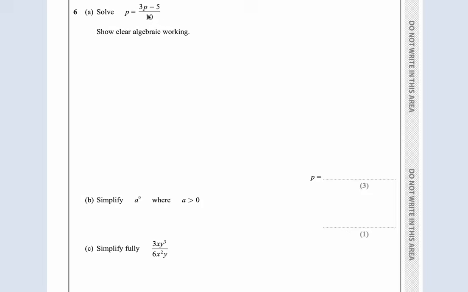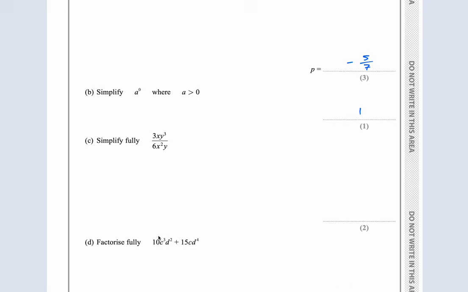Okay, first step, definitely guys, multiply both sides by p. So I have 10p equals 3p minus 5. Subtract the 3p and I get 7p equals negative 5. P is equal to negative 5 over 7. That's the answer, negative 5 over 7. Simplify 8 to the power of 0. That's easy, guys. Anything to the power of 0 is 1. Part C.